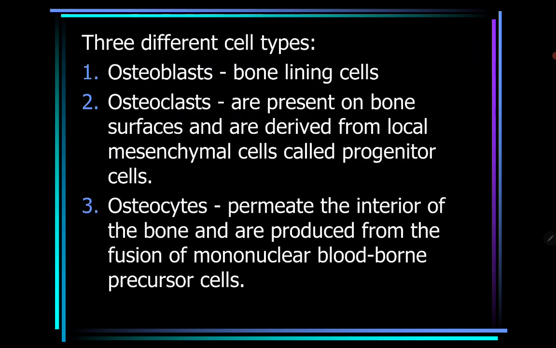We have three different types of bone cells. We have osteoblast. So it is the bone lining cells. So what is the function of osteoblast? So osteoblasts synthesize bone matrix and coordinate the mineralization of the skeleton. Second, we have the osteoclasts, present on our bone surfaces and derived from local mesenchymal cells called progenitor cell.